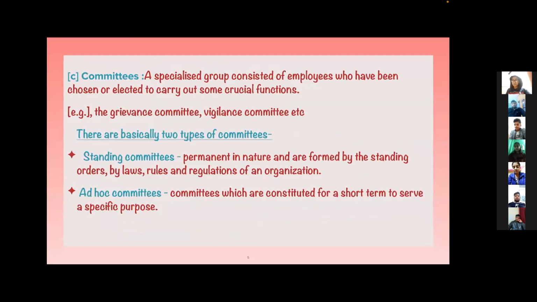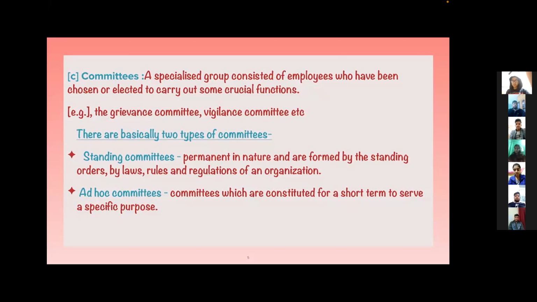Third one is the committee. A specialized group consisting of employees who have been chosen or elected to carry out some crucial functions. There are basically 2 types of committees, standing and ad hoc committees. Standing committees are permanent in nature and are formed by standing orders, bylaws, and rules. Ad hoc committees are constituted for a short term to serve a specific purpose.